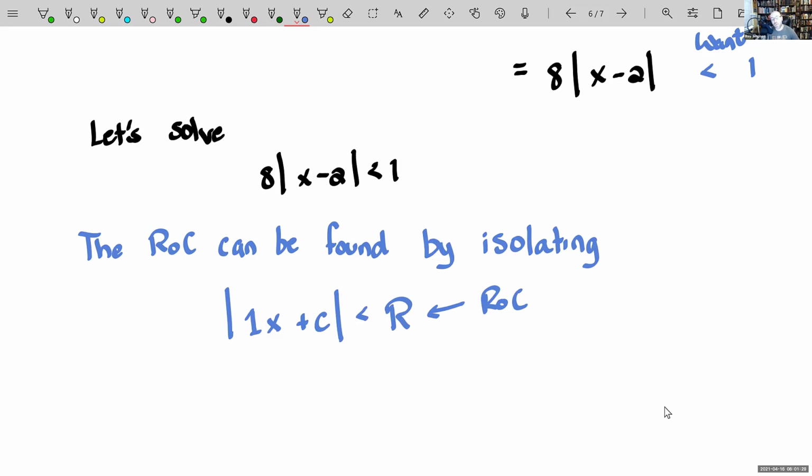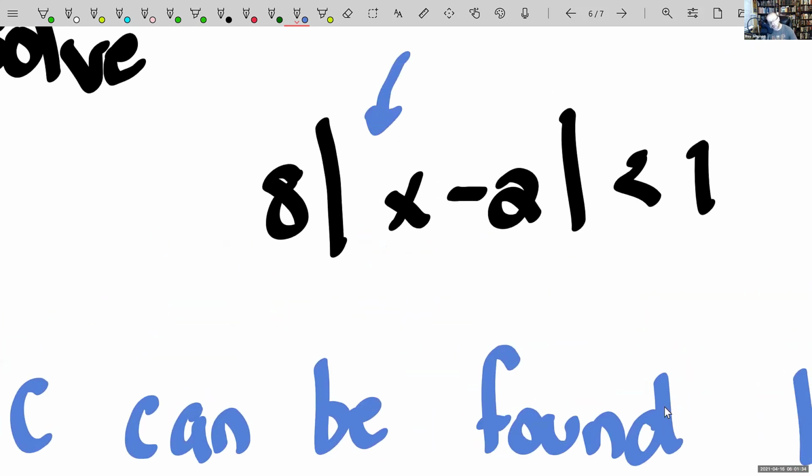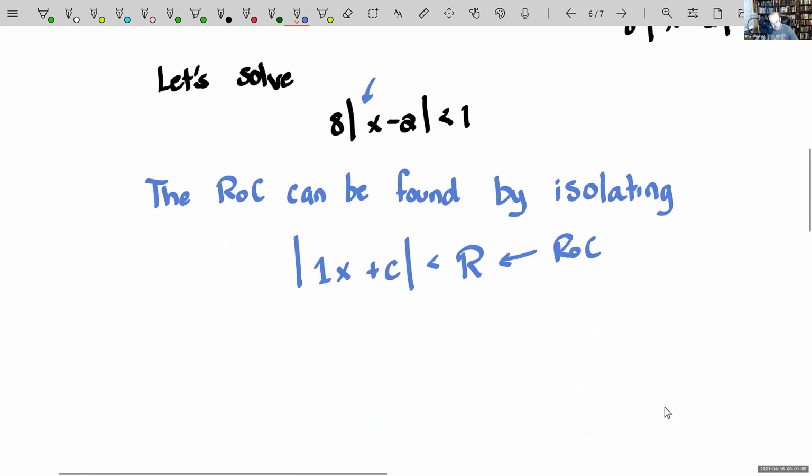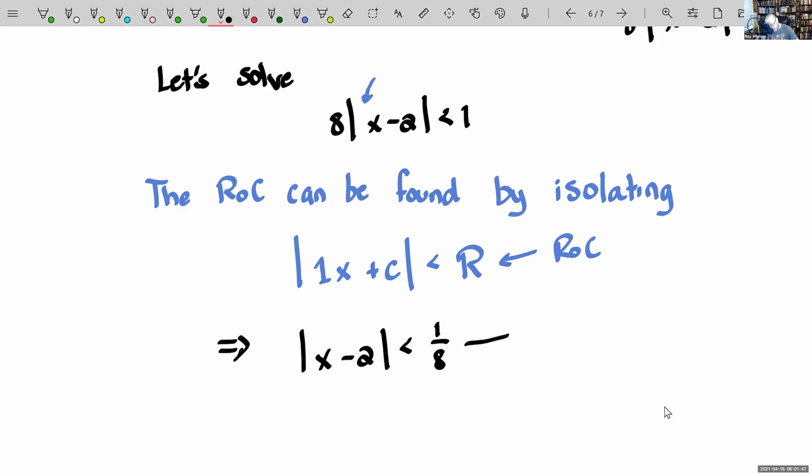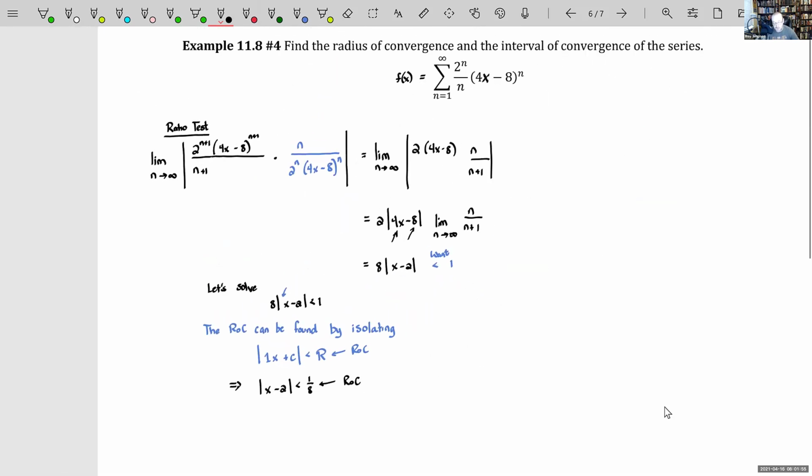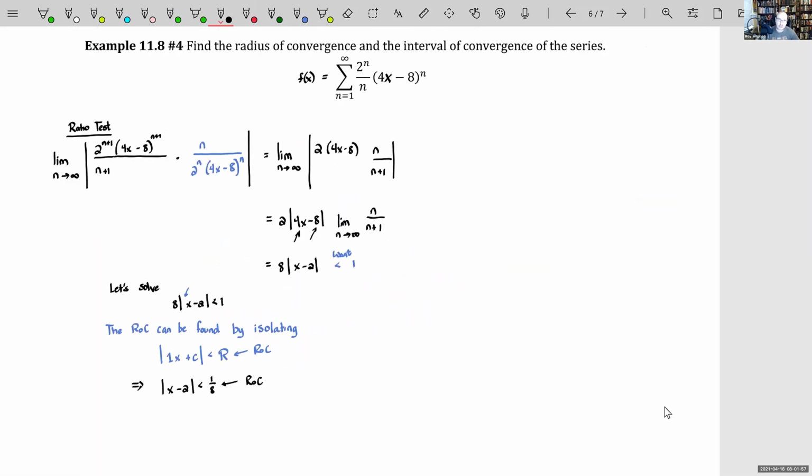The reason why I write 1x is because if that x had a 3 in front of it... actually, let me solve this out, and then I'll tell you. So this will imply that we have the absolute value of x minus 2 is less than 1/8. 1/8 is our radius of convergence for our power series. I happen to know this power series will converge from its center all the way out to 1/8 to the right and 1/8 to the left from the center.